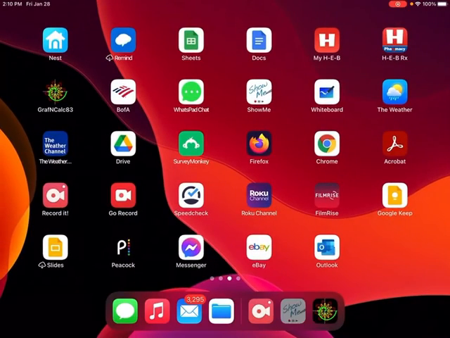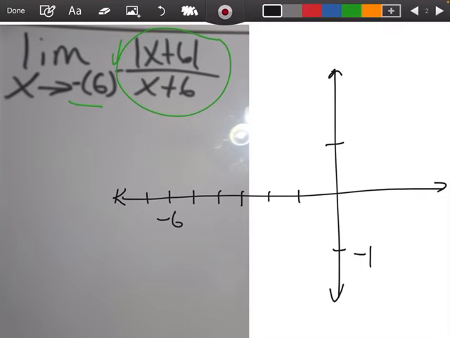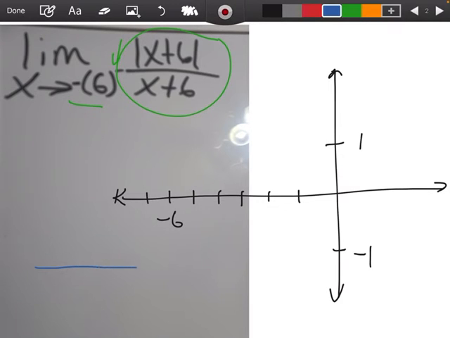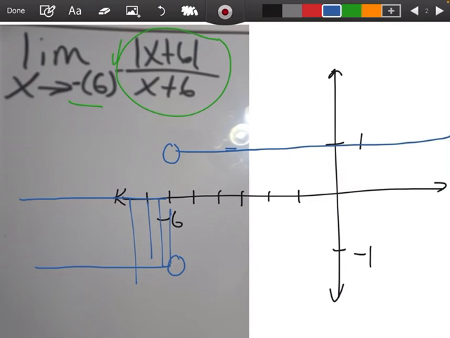That tells me that my graph is going to look something like this. It's going to look something like this, and there's going to be a hole right here, and there's going to be a hole over here, and the graph is going to look something like that, right? So again, as we're approaching -6 from the left, we can see that those y values are going to be hitting -1. So a couple of ways you can go about doing it, right?